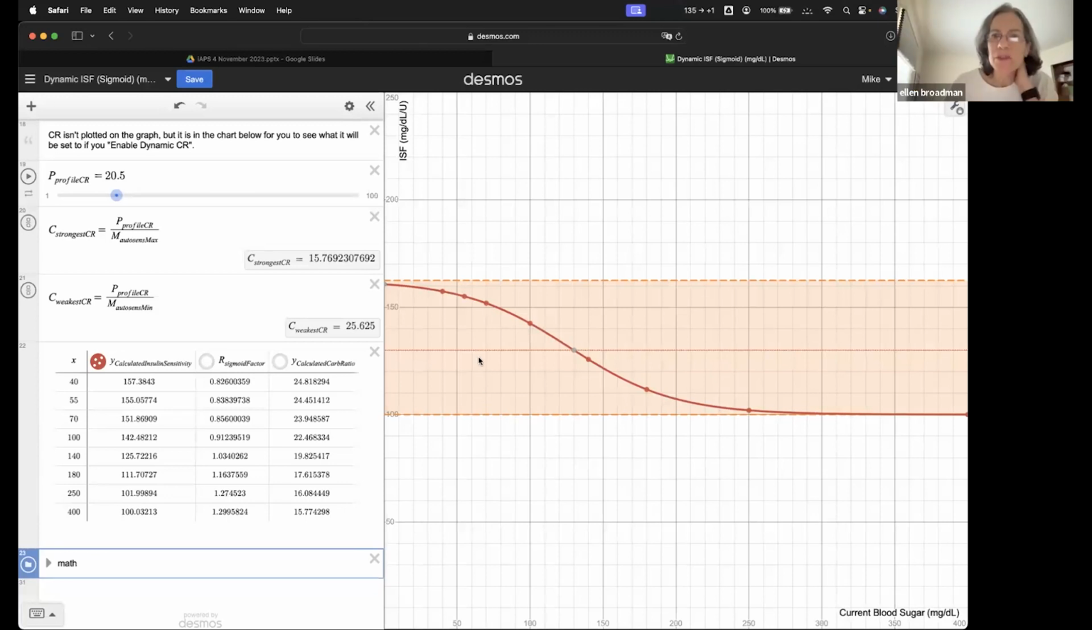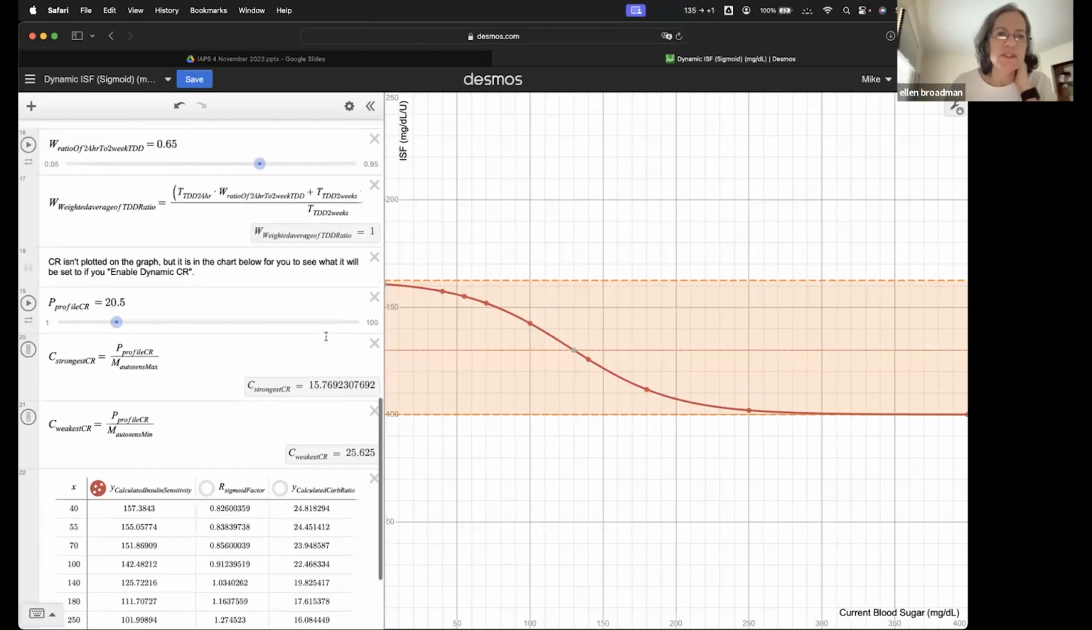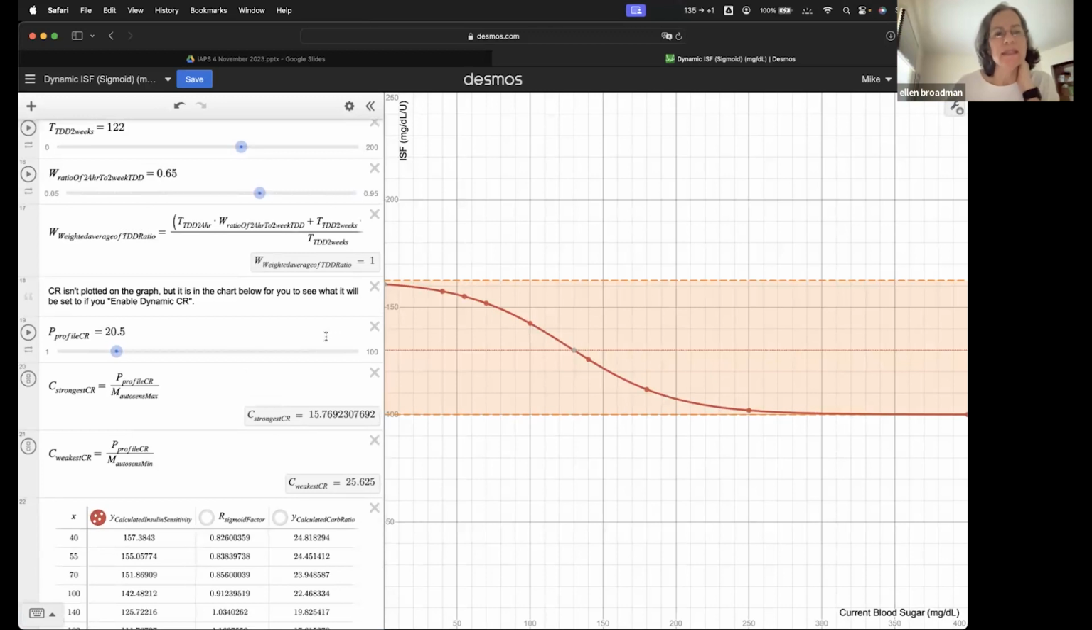Can you talk about when you would adjust AF versus adjusting autosens min and max?